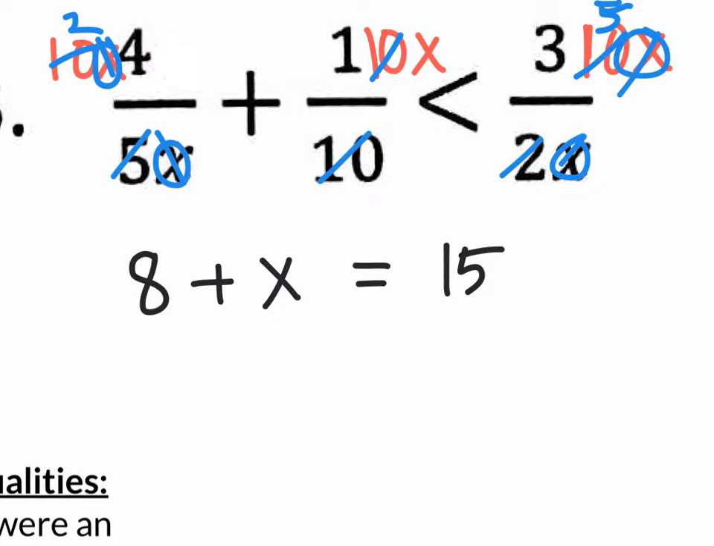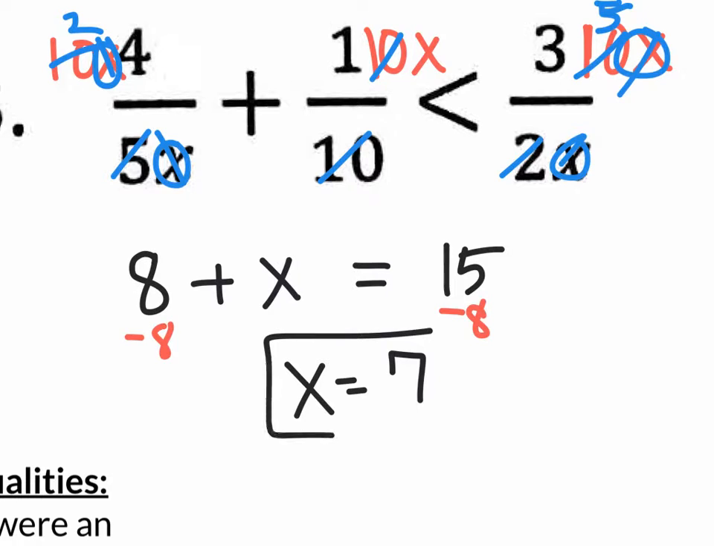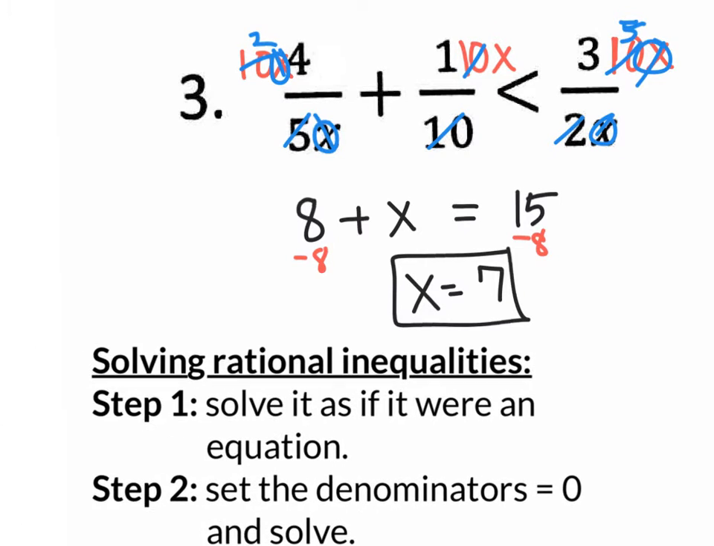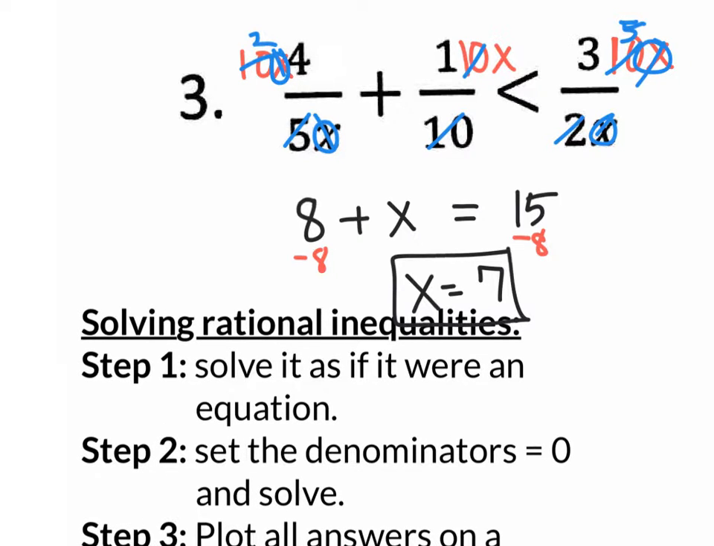Okay, so now it becomes a simple one-step equation after multiplying everything by the LCD. So let's solve it by subtracting 8 and subtracting 8. So our answer is x equals 7. That's one answer. And ladies and gentlemen, that was barely step one on solving rational inequalities here. Step two is to set the denominators equal to 0 and solve.